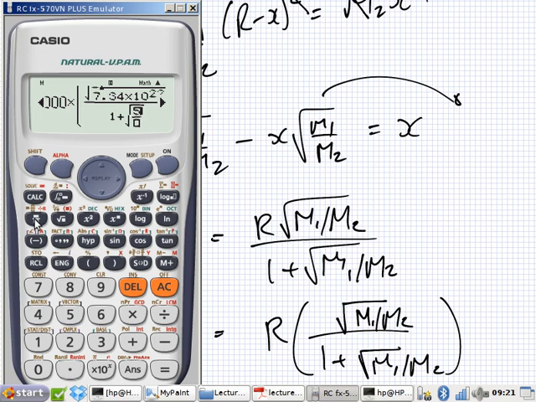7.34. So this is 5.97 times 10 to the, and then this one here, 22. Really? The Earth is that much bigger than the Moon? Yes. Let's make this kilometers. 347,000 kilometers. So what did you get?